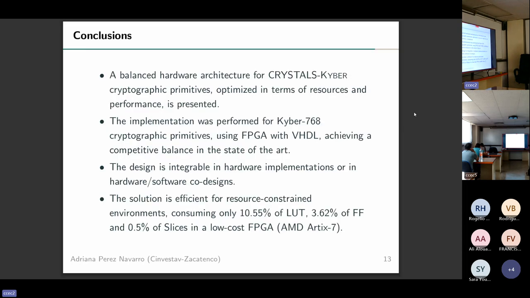Conclusion. A balanced hardware design for CRYSTALS-KYBER cryptographic primitives, optimized in terms of resources and performance, is presented. The implementation was performed for CRYSTALS-KYBER 768 cryptographic primitives using FPGA, achieving a competitive balance in the state of the art. The design can be integrated in hardware implementations or in hardware-software co-designs. The solution is efficient for resource-constrained environments, consuming only 10.55% of LUTs, 62% of flip flops, and 0.5% of the slices in an AMD Artix-7 FPGA.